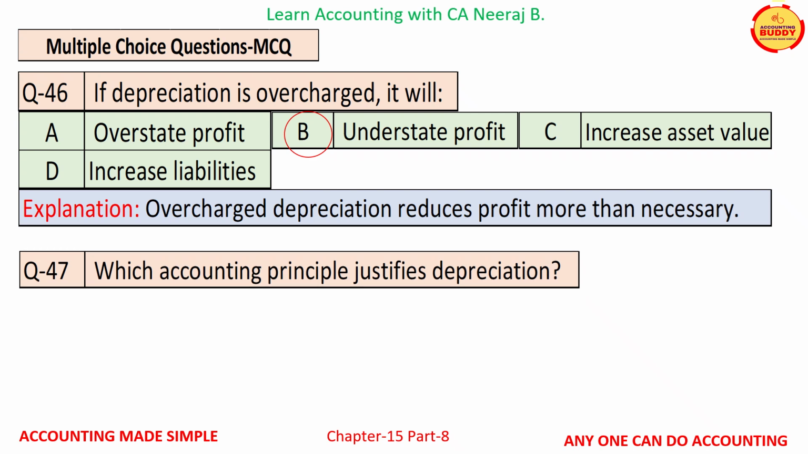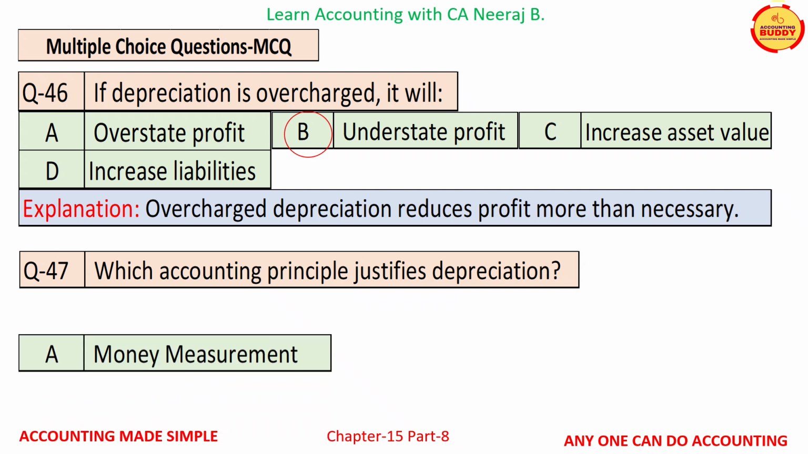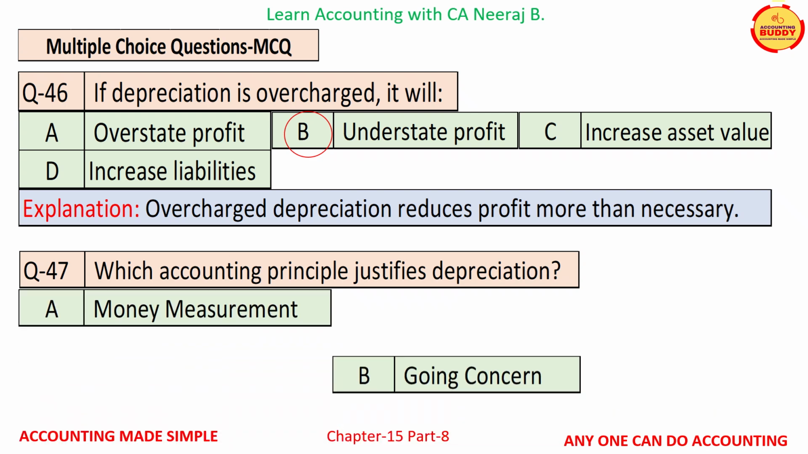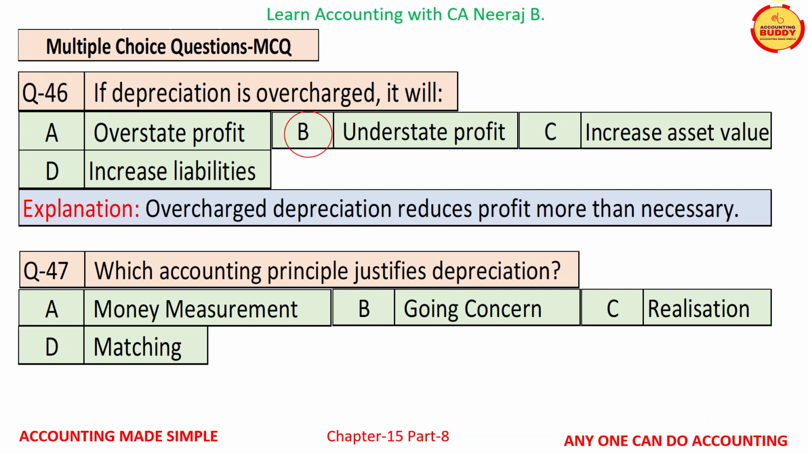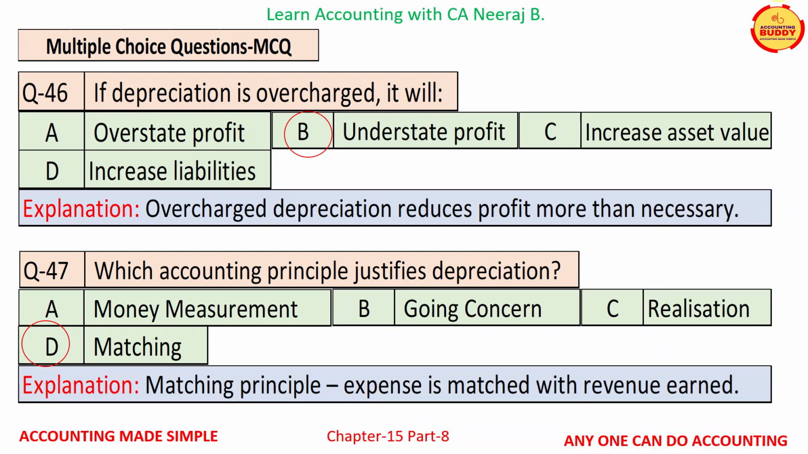And question number 47 is, which accounting principle justifies depreciation? And the available options are option A money measurement, option B going concern, option C realization and option D matching. And the correct answer is option D matching principle. Matching principle states that the expenses must match with the revenue earned.